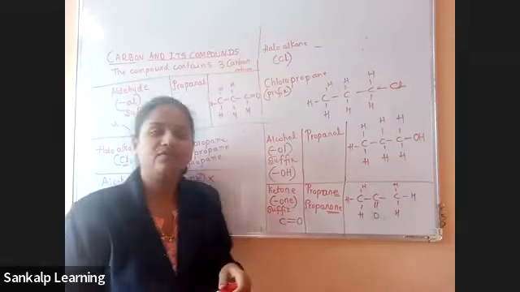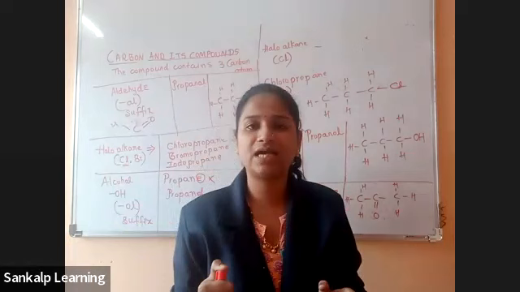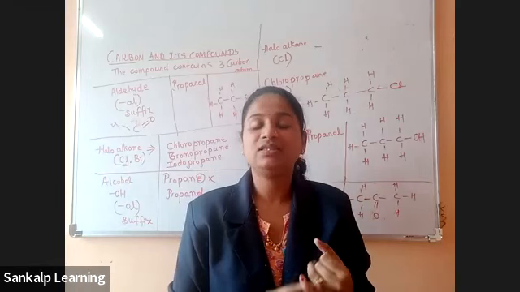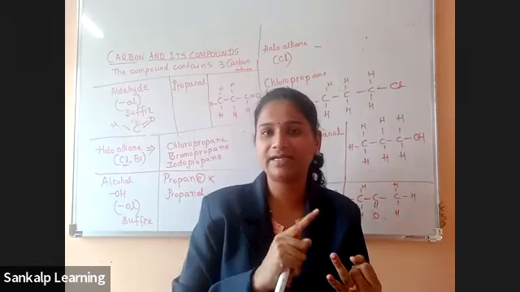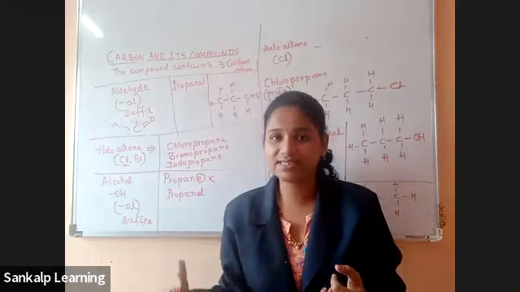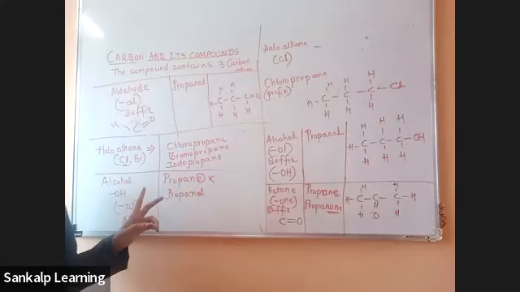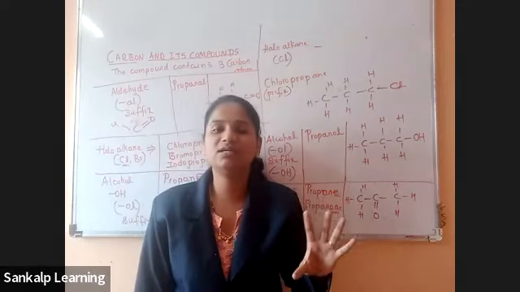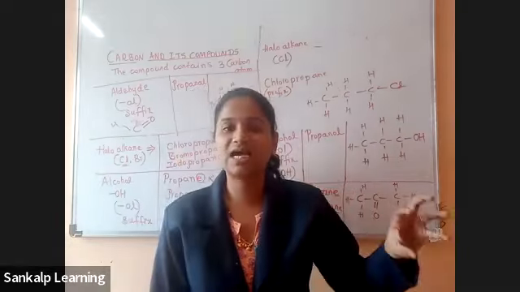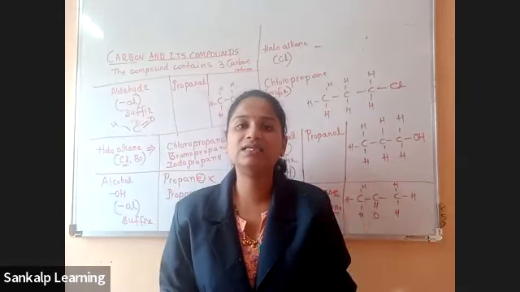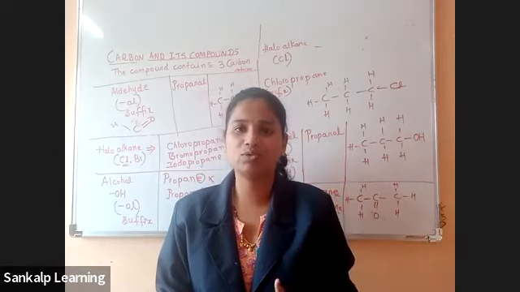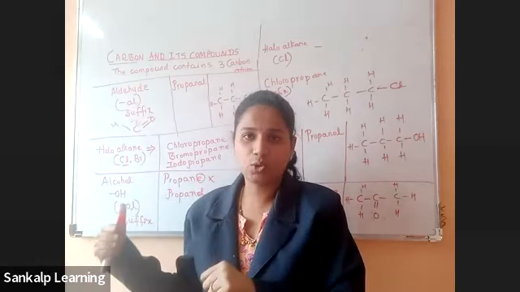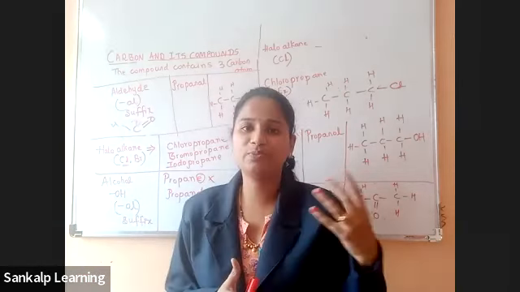So like this, we can write the structure and name the carbon compound by remembering the number of carbon atoms and the functional group, and whether the functional group should be added as a suffix or a prefix. As you can see here, when haloalkanes are there, usually the name will start with the prefix. If it is another functional group like alcohol, aldehyde, ketone, almost all functional groups would be suffixes.